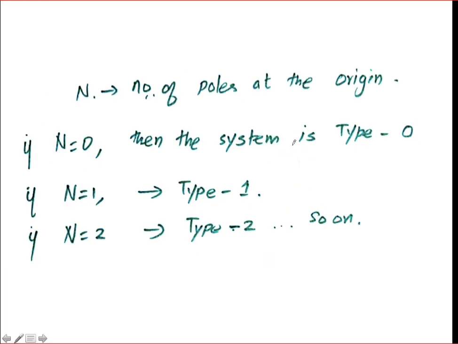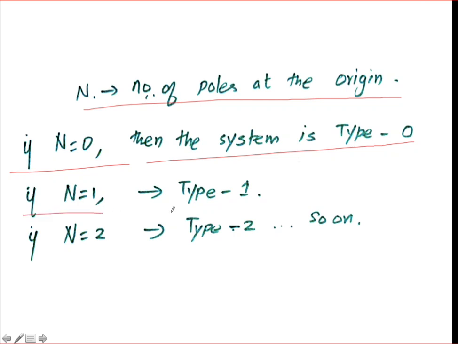I told you that n is nothing but the number of poles at the origin. For example, if n is equal to 0, then the system is type 0. At the same time, if n is equal to 1, the system is type 1, n is equal to 2, type 2 and so on. If n is equal to n, then the type of the system is type n. This is what we can understand about the type number of a control system.